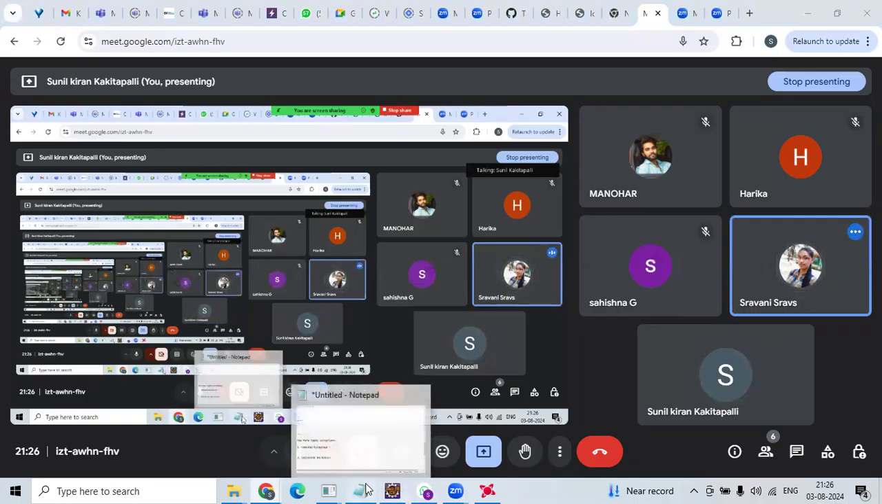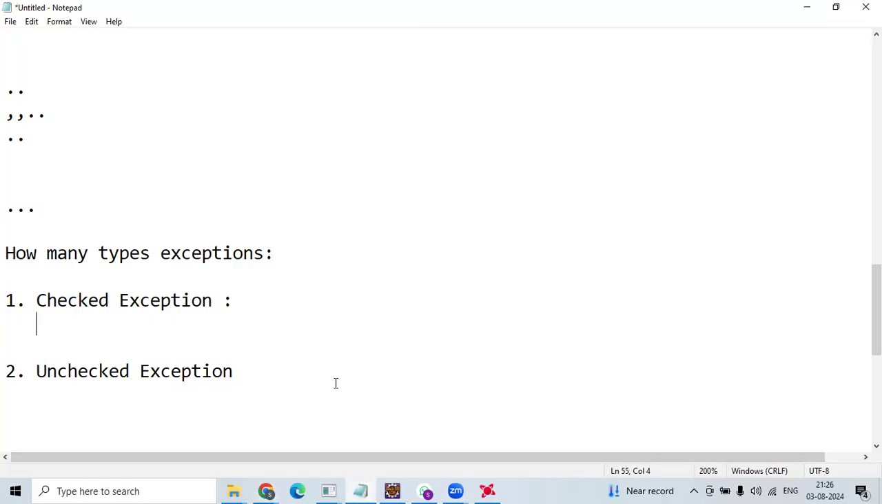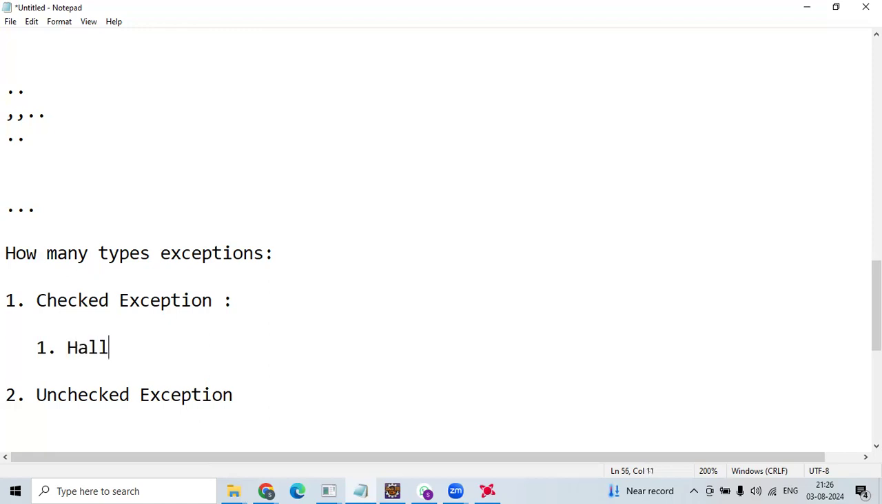See what I'm trying to say: before going for an exam in 10th or intermediate, your parents will ask you to check that your hall ticket number is there, or ID card is there, or geometry box is there, and the pen or pencil is in proper condition. So your checked exception will behave in the same way as your parents behave with you. If you want to speak in layman terms, your checked exception will behave the same way. So you can say something like, hall ticket not found exception.